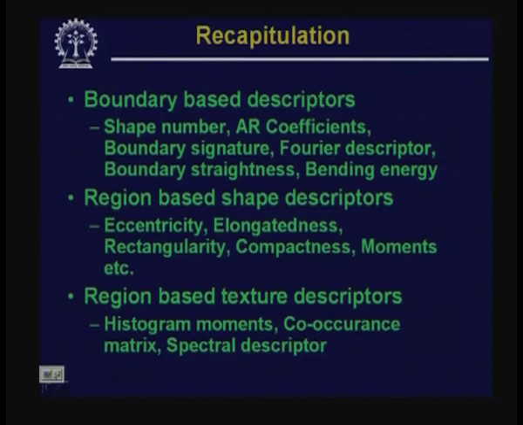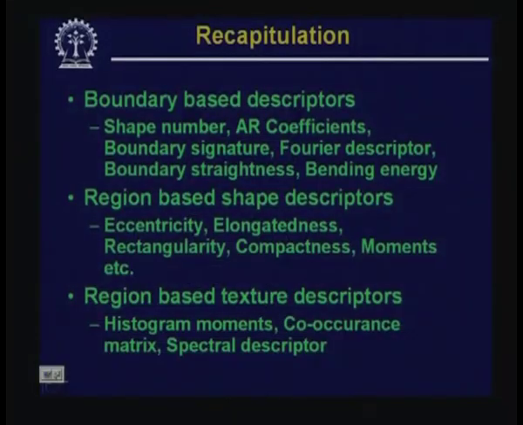Then we have obtained some more boundary based descriptors like boundary straightness, bending energy, and so on. Then we have also talked about some region based shape descriptors. In region based shape descriptors, we have seen different descriptors like eccentricity. For eccentricity we have said that it is nothing but the ratio of the length of the major axis and the length of the minor axis of that particular shape.